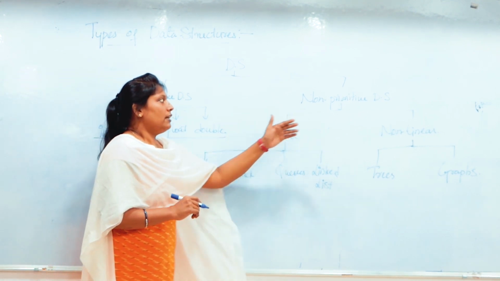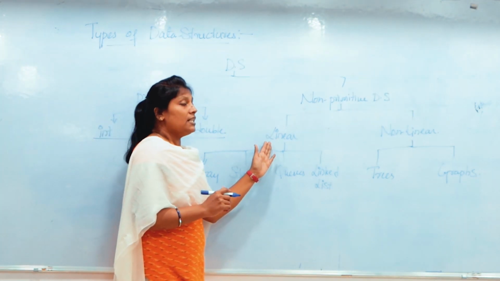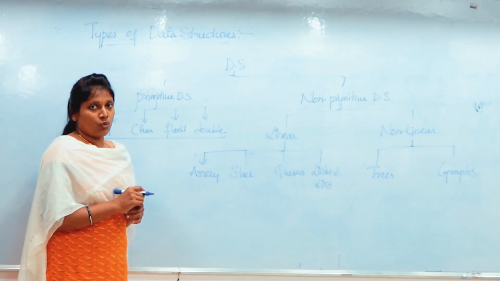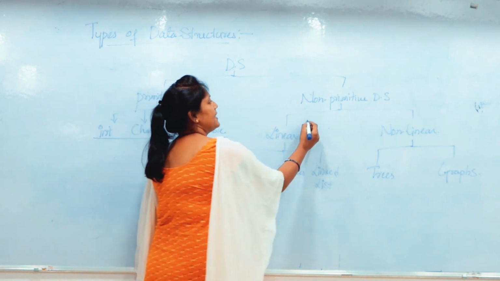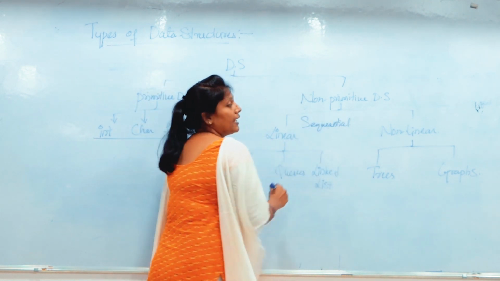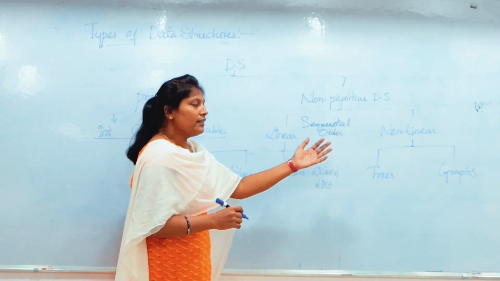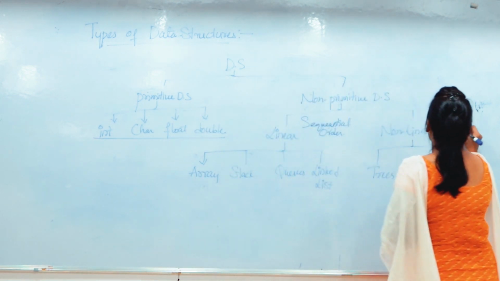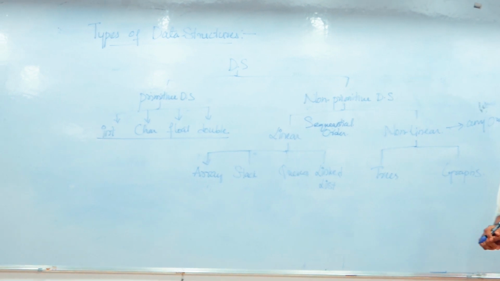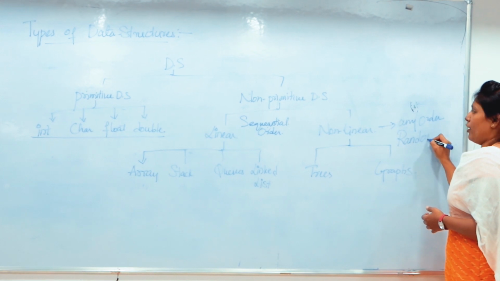But coming to the non-primitive data structures, they are divided again into two types: linear and non-linear. Linear means the data we store in our data structures will be in sequential order. In the sequential order, the data will be stored, and in the non-linear, it won't have any order. While storing our data, it won't have any order. It will be stored in a random format.